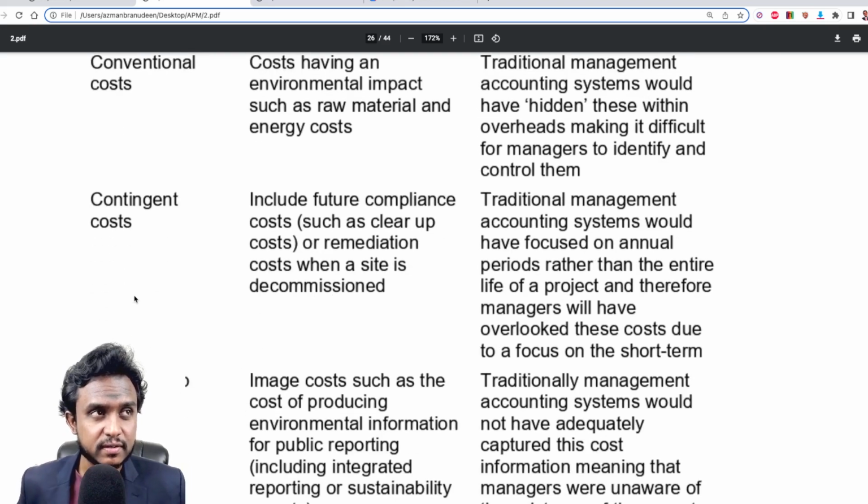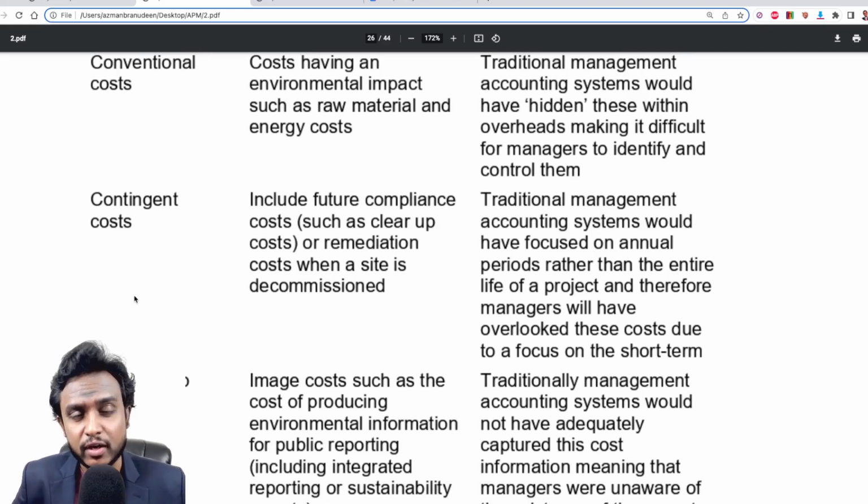Contingent costs are related to future compliance costs. It's all about ensuring or remediation costs when a site is decommissioned. So, it's about doing business and the cost associated in ensuring that whatever you do does not harm the future sustenance and the future existence in a good way of that ecosystem of wherever you're operating.